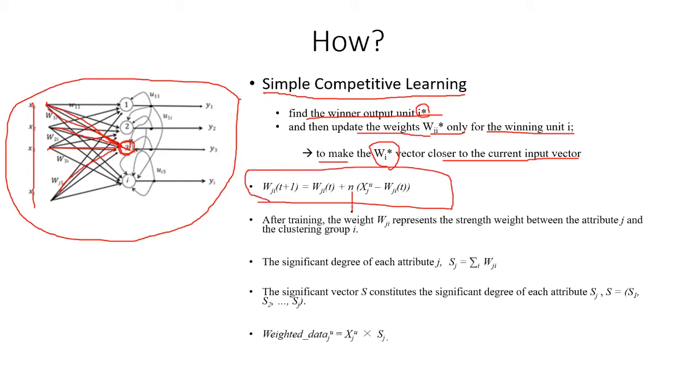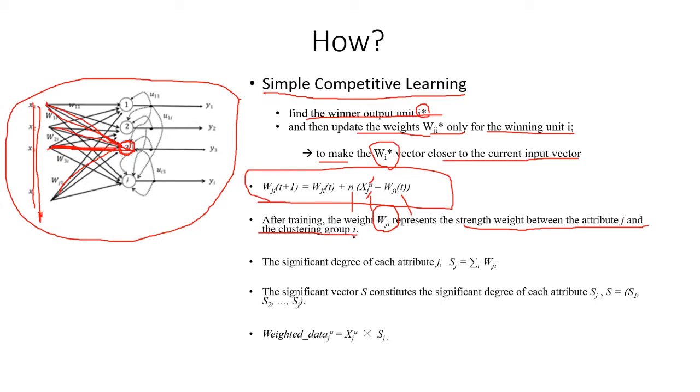That is, you say learning coefficient, and this is input data. This is the corresponding weight. So this J represents this attribute, the subscript here, and U represents the training patterns. After training is done, we are interested in this weight Ji. When you look at this weight, it represents the strength of the weight between attribute J and clustering group I.